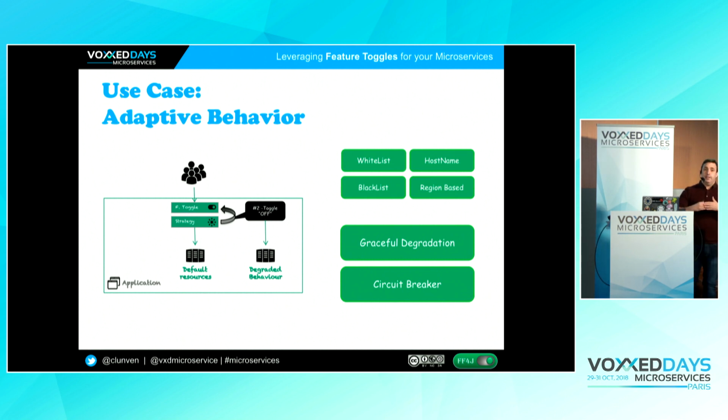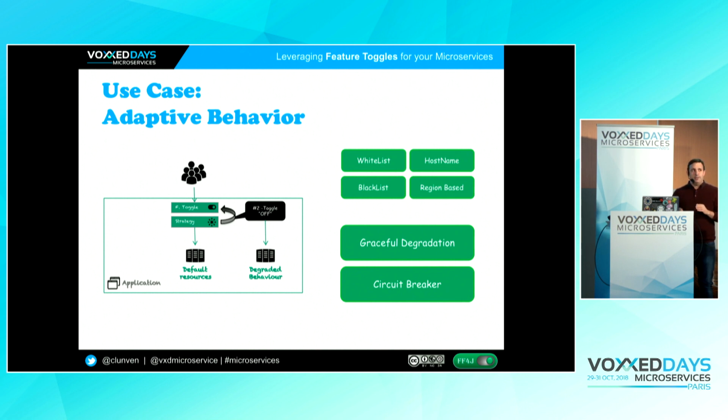A use case is you have a microservice deployed in multiple environments, multiple AWS regions, for instance, and in some region you want to disable some features because the backend is not there. Well, using a custom strategy, the features can be disabled automatically for you. And with all those layers, the feature toggle framework can help you.